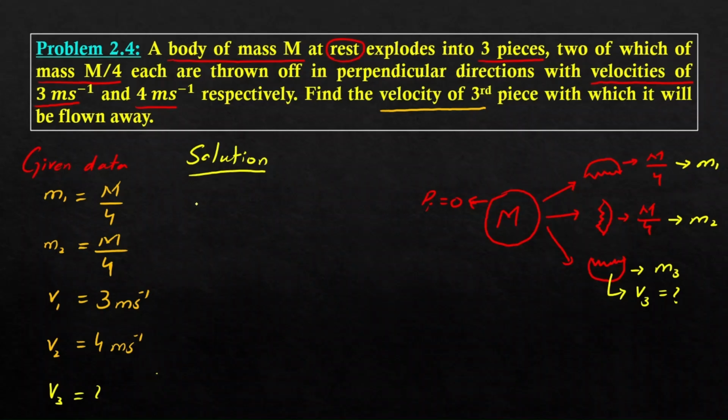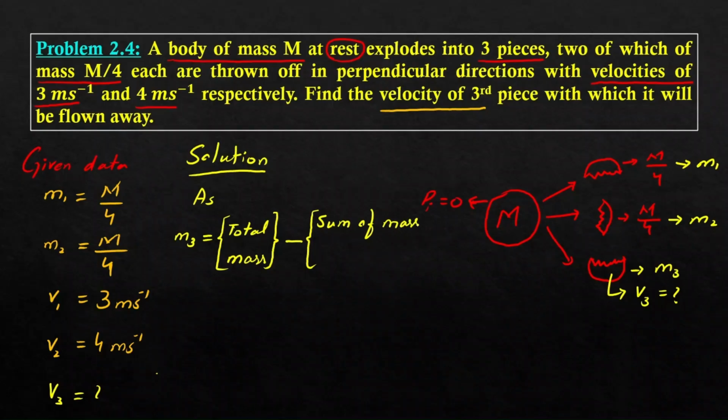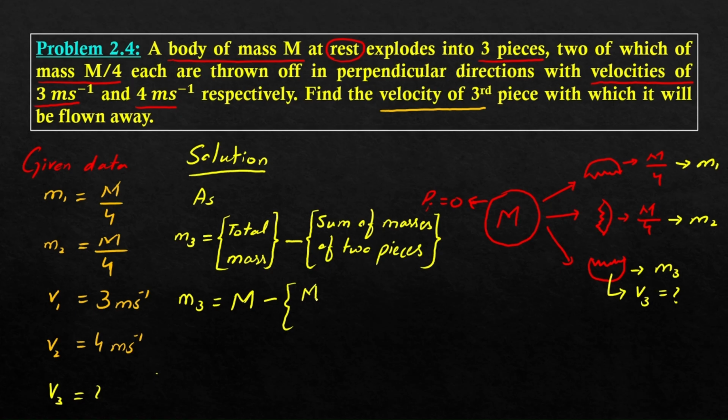So first we find m3. As we know that m1 and m2 are given, so m3 can be calculated by total mass minus the sum of the masses of the two pieces that are already given. So m3 is equal to m minus the sum of masses of two pieces. So it becomes equal to, m3 is equal to m by 2.